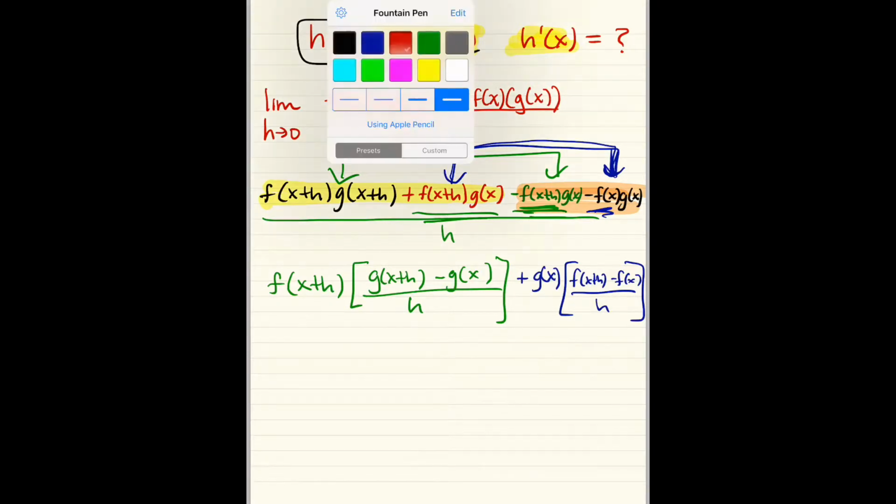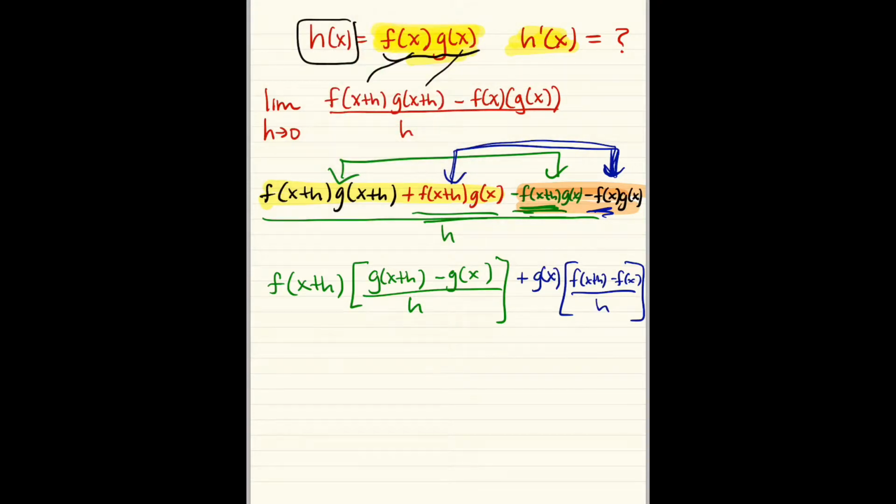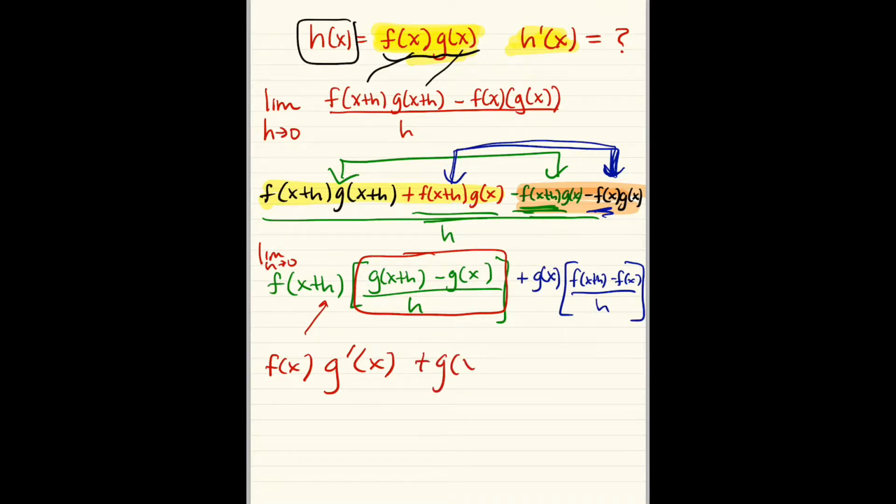Great. Now the most important part, limits. What would happen if the limit as h approaches 0? Well, that f of x plus h goes to f of x. Do you guys remember from the previous page what g of x plus h minus g of x over h is? Absolutely, the derivative. Plus g of x, and now this guy here, f of x plus h minus f of x over h. Well, that's just going to be f prime of x.